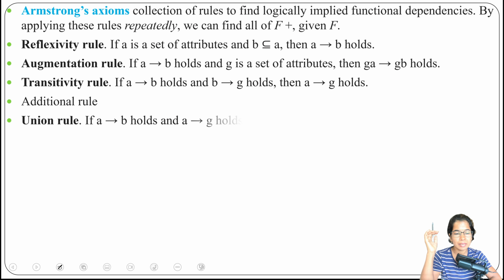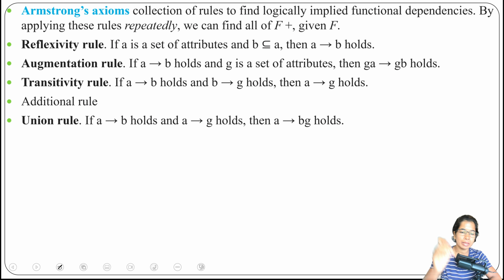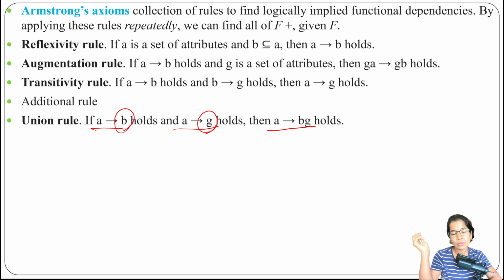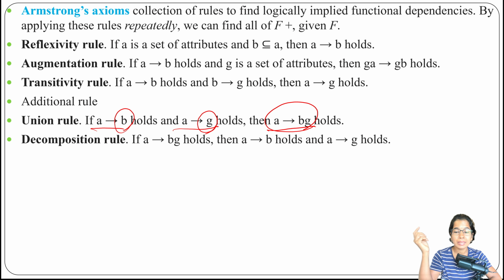There are some additional rules, like the union rule. If A implies B holds and A implies G holds, then we can do the union of B and G. So A implies BG also holds. We can do union, and we can also do decomposition. Means if A implies BG holds, then A implies B and A implies G also hold. That's called decomposition. We can split the right side or combine the right side if the left side is the same.